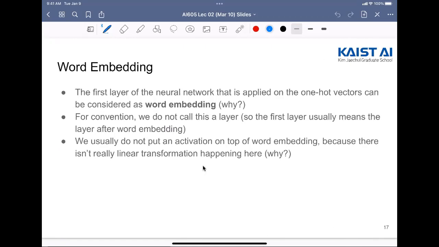So I wrote here, the first layer of the neural network that is applied on the 100 vectors can be considered as word embedding. So why is that? Let's say that your input was, again, T by V. And then we know that when we're trying to perform the linear transformation, we're actually going to multiply a matrix on this, right? So let's suppose that, because the input size is V, we multiply this by a matrix of V by D. So maybe you can consider this as a first layer of your neural network after you have the input from the text, right?